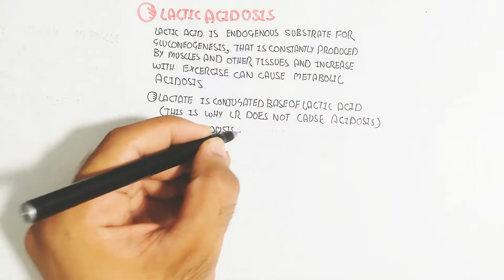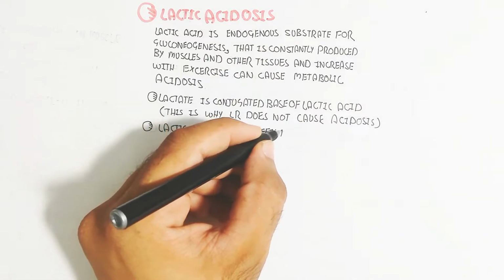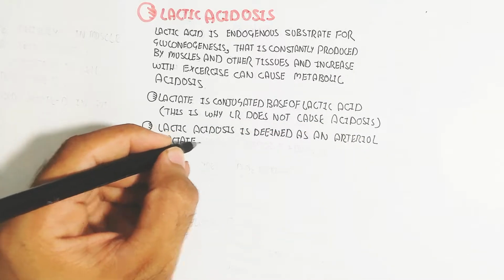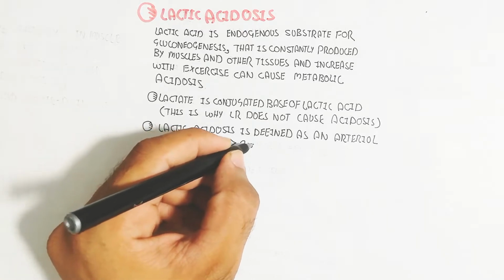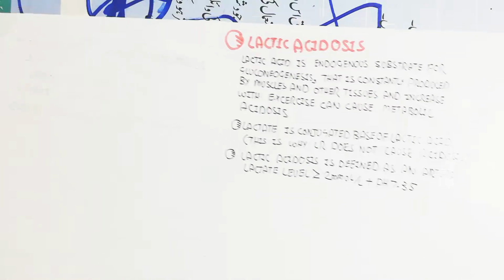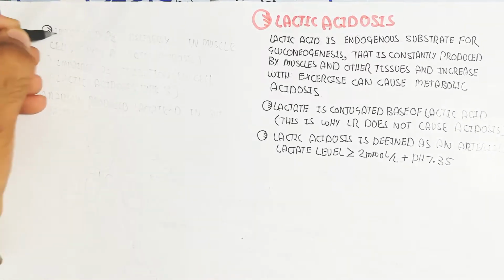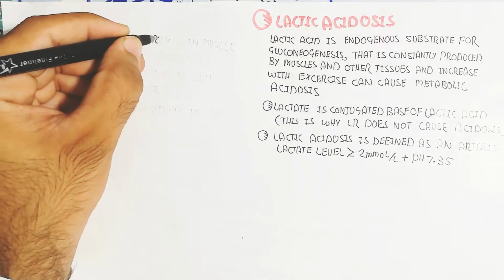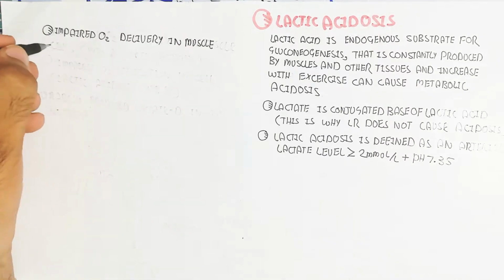And lactic acidosis is basically defined as an arterial lactate level of more than 2 millimoles per liter plus a pH below the normal 7.35. So lactic acid is important for the pH of the blood.